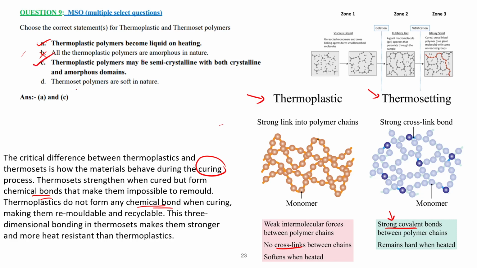So that's why they are soft in nature. The next option, which is not true, says it is hardened when heated. That's not true either, because such networked formations are very hard in nature. So that would be your right option.